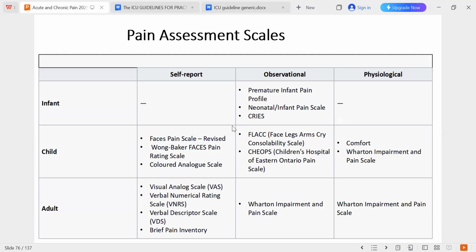All right, so this is a table to just summarize the different pain assessment scales we've talked about. So for infants, there is no self-report. All the pain scales for children are observational. We even have the PIPP, the premature infant pain profile, and all of that. In children, we can have self-report and observational, and in adults, we also can have self-report and observational. We have some physiological scales, like the COMFORT scale and the one-term impairment and pain scale.